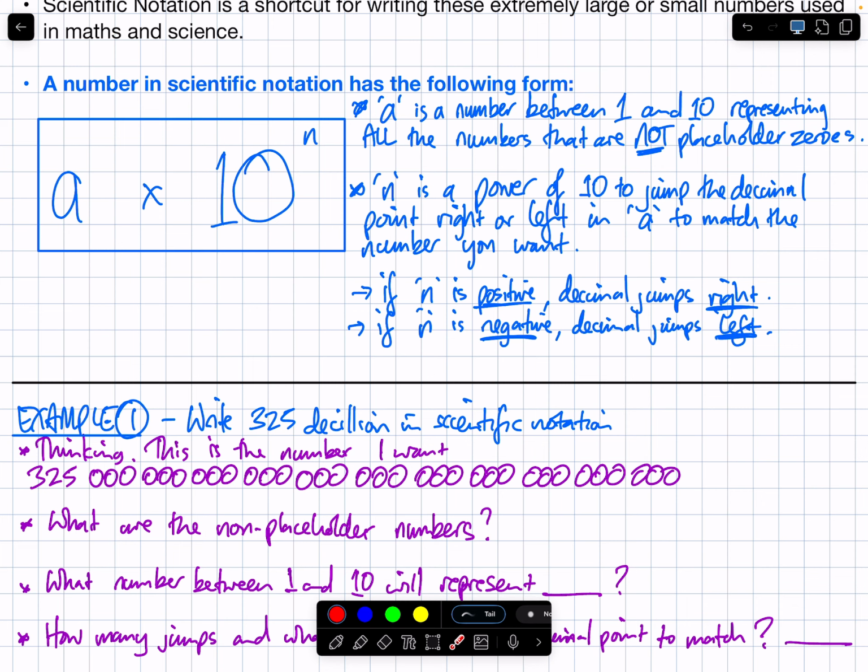N is a power of 10 to jump the decimal point right or left in A to match the number you want. Right now, you'll be like, what the hell is he talking about? When we see an example, you'll see what I'm talking about.